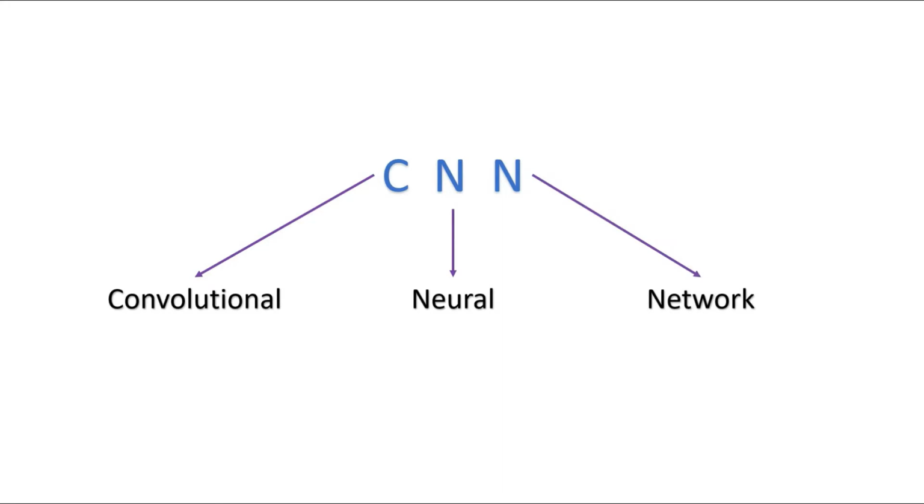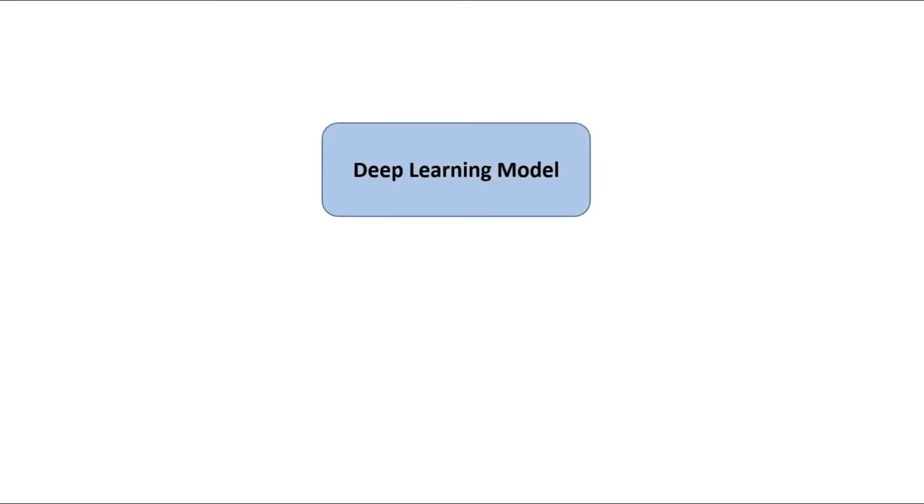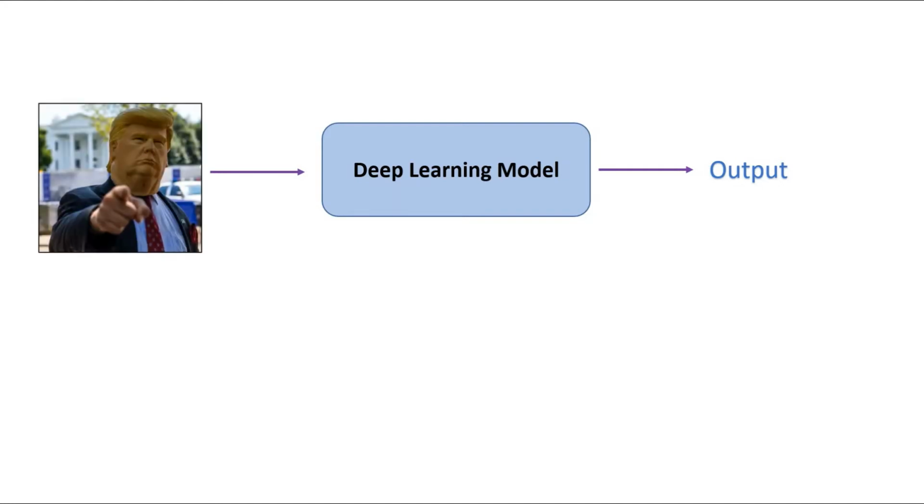So let's talk about the convolutional neural network. But first, let's talk about the generic architecture of any deep learning model. Any deep learning model has some input and an output. Let's consider a task where our input is an image, and the output of the model tells us whether the input image is Trump or not Trump.